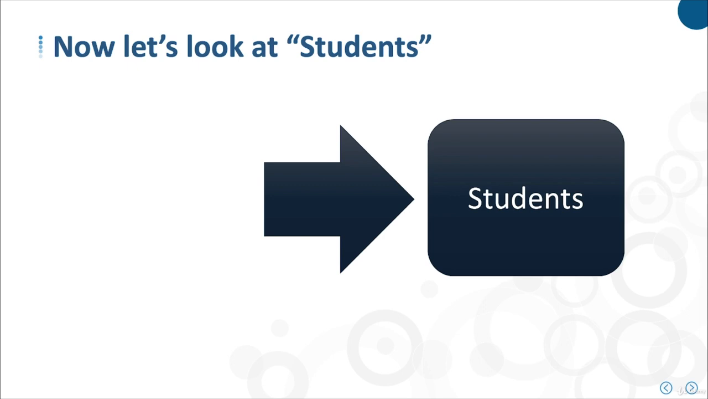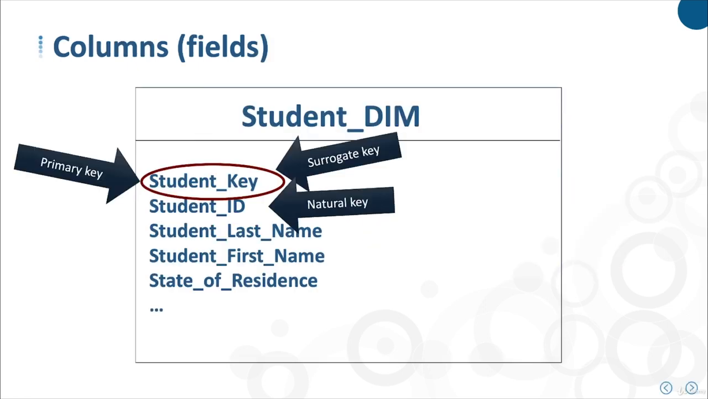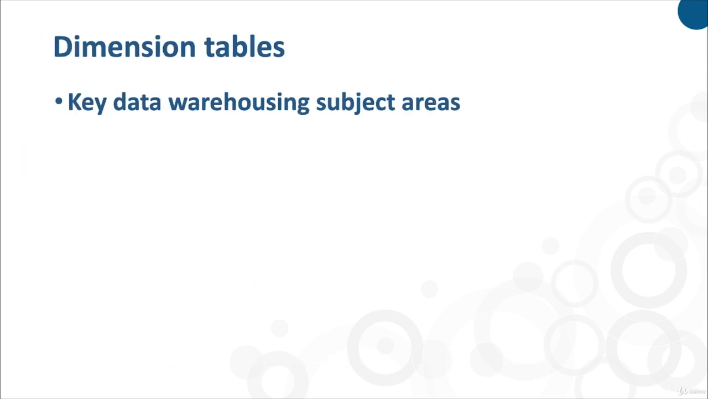So let's go over to students for a moment. Here, following that same guideline, we have student ID, which is the natural key for the data coming in from the source systems. However, student key is the primary key, and it's created as a surrogate key. It's generated within the data warehousing environment itself. So make sure you have a good handle on our earlier discussion about primary and foreign keys, and also natural and surrogate keys.